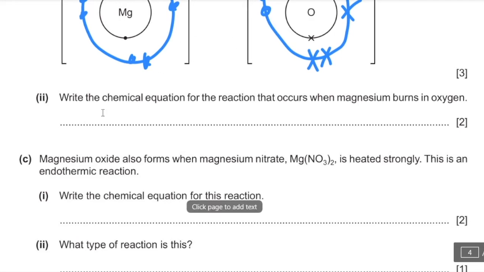2. Write the chemical equation for the reaction that occurs when magnesium burns in oxygen. Right. So we have magnesium reacting with oxygen, but oxygen exists in the form of diatomic molecules. And so we have magnesium oxide, and since magnesium and oxygen have an equal charge, they both have a single atom in the compound. So the number of magnesium atoms is equal on both sides as well as those of oxygen.